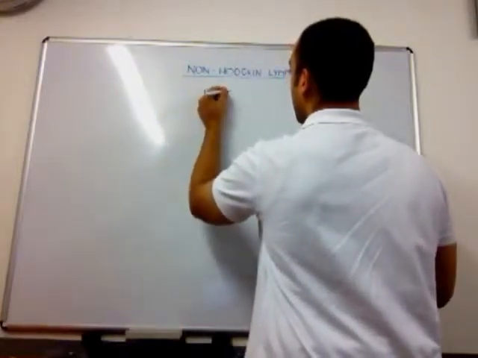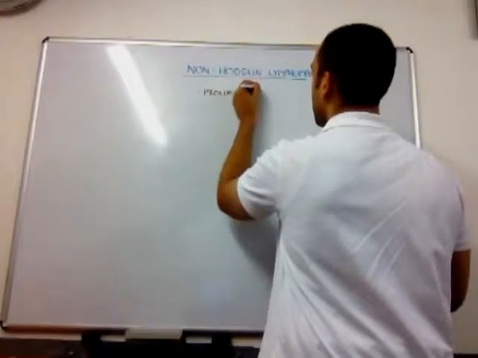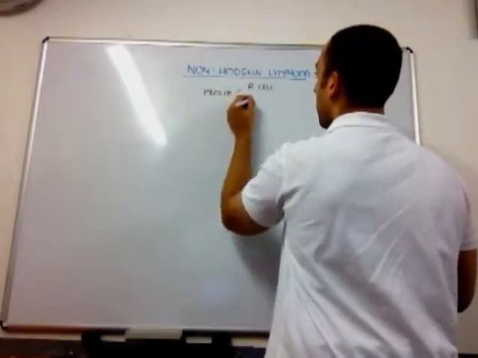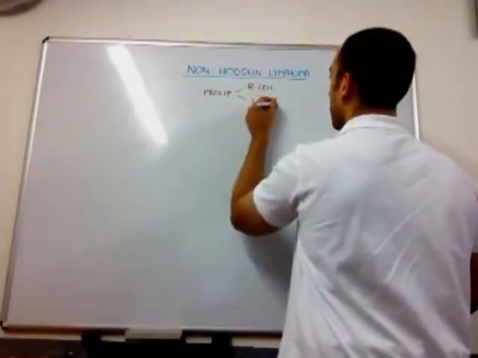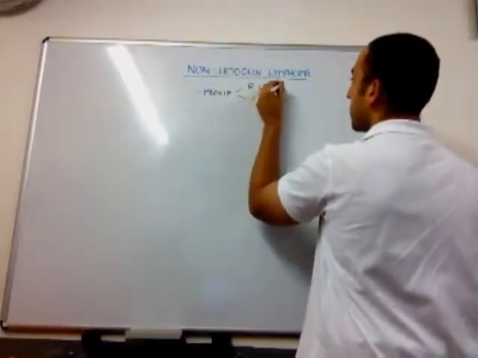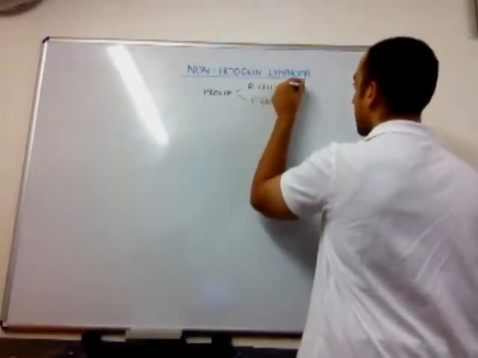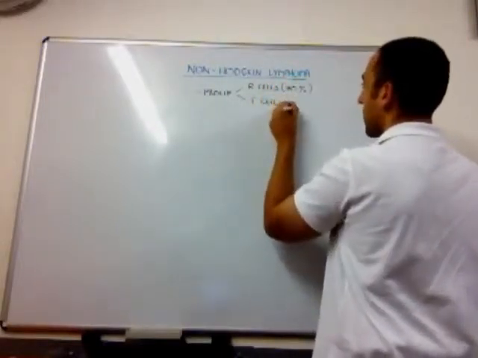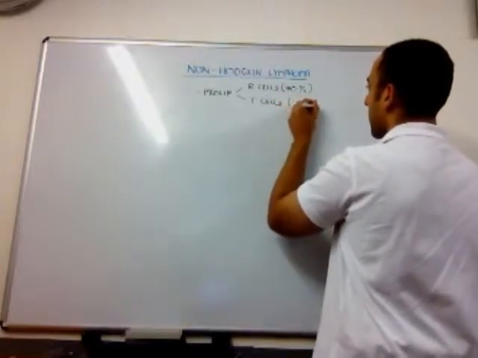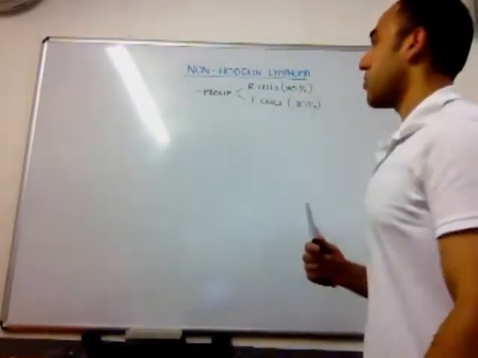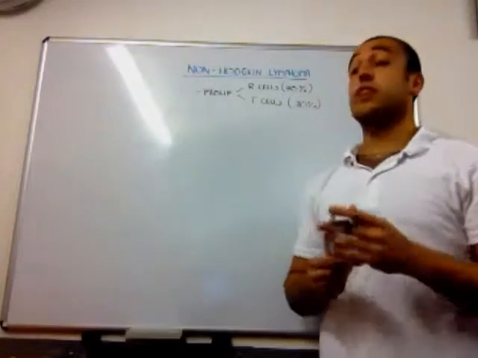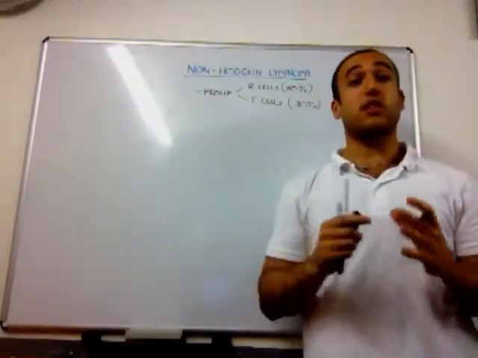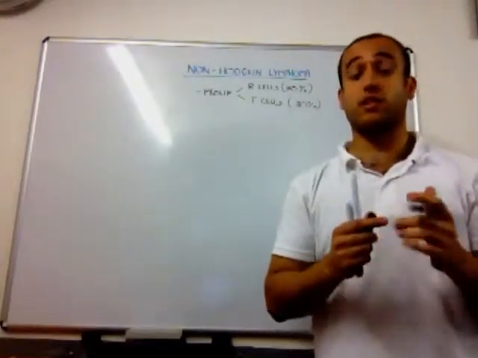So proliferation of either B cells or T cells. 70% of the time it's B cells, and then 30% of the time we have T cells. So proliferation in Hodgkin's, we said it was B cells. In non-Hodgkin's, it can be a B cell or a T cell.